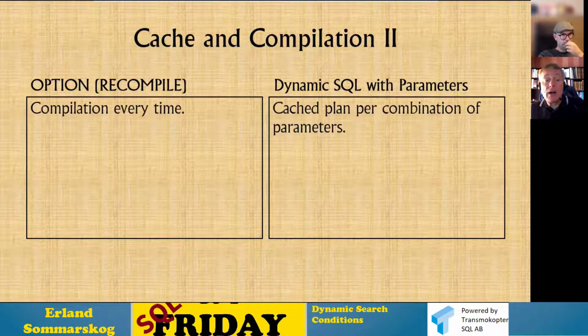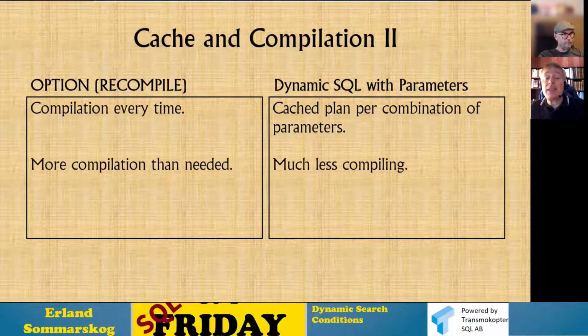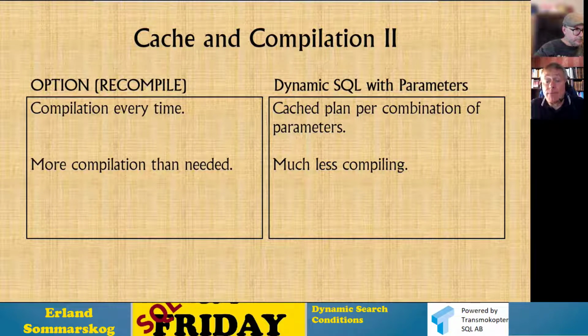With option recompile, on the left hand, well, we get a compilation every time. With dynamic SQL with parameters, we get a cache entry per combination of parameters, because it will then be the same query string. This means that with option recompile, we will compile a lot more than is actually required, because every once in a while we will generate the same plan. And with dynamic SQL, well, we will have a lot less compiling.